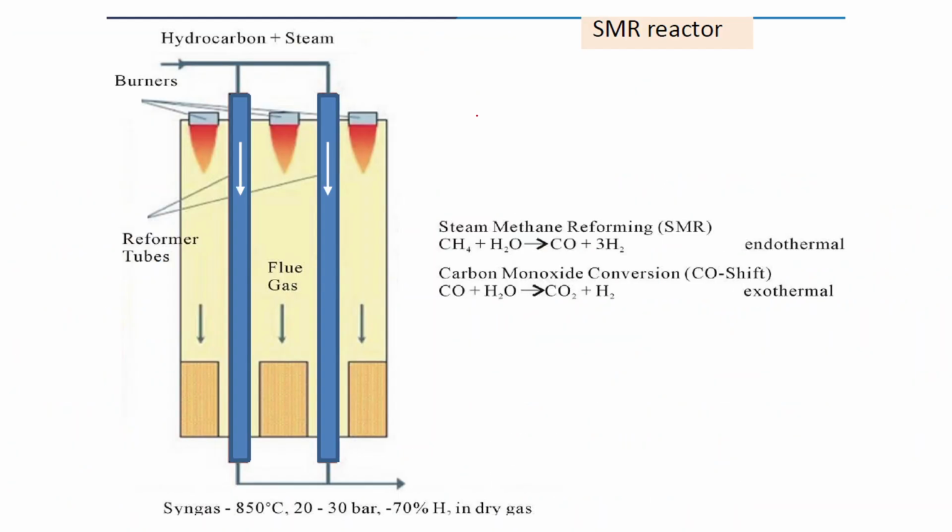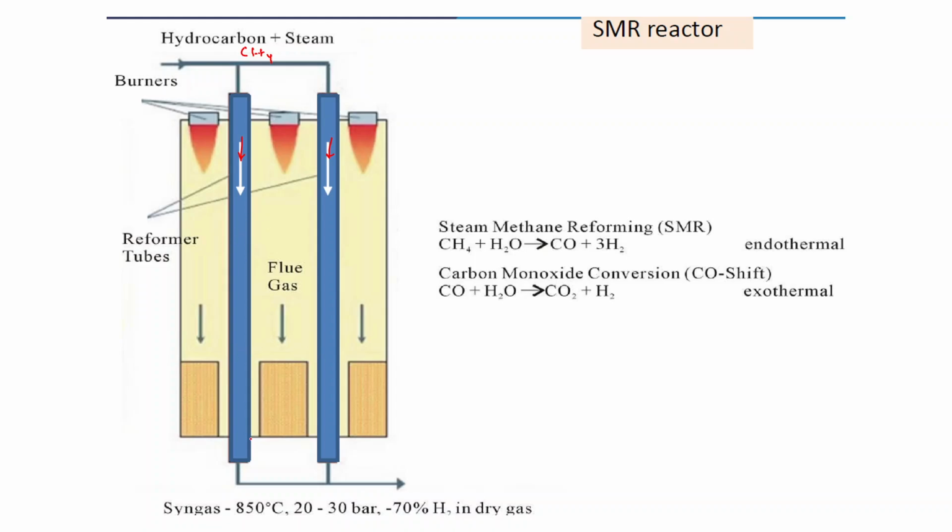This is basically a steam methane reforming reactor. These are the tubes in which hydrocarbon, which is mainly methane, along with steam, is introduced. Outside of these tubes, heating takes place, which is also done by combustion of methane. This flue gas is used for the heating of these tubes in which methane and steam are fed. And here reforming takes place.